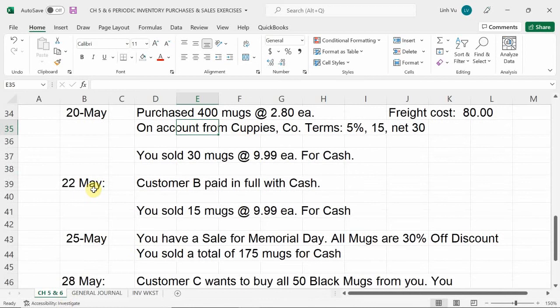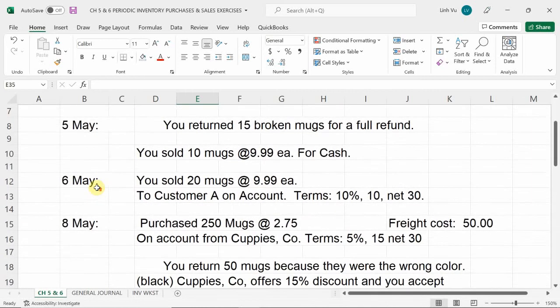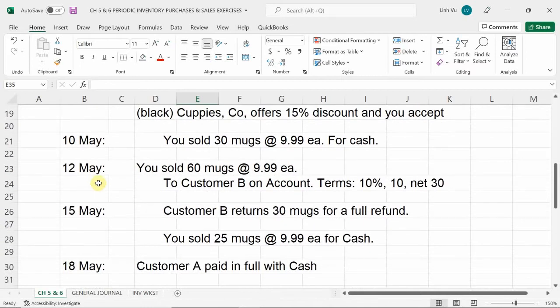So then May 22nd rolls around. Customer B decides to pay in full with cash on the 22nd. So let's take a look. When did we sell to customer B? We sold to him on the 12th of May. Now, in this case, what happened was 3 days later, customer B decided to return half of his mugs. So realistically, we only sold 30 mugs to customer B. However, let's take a look here.